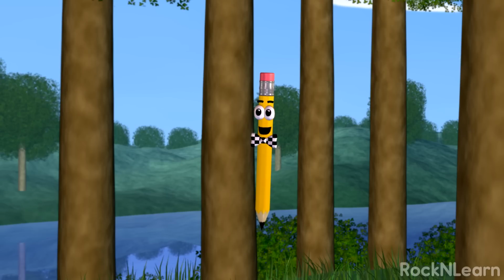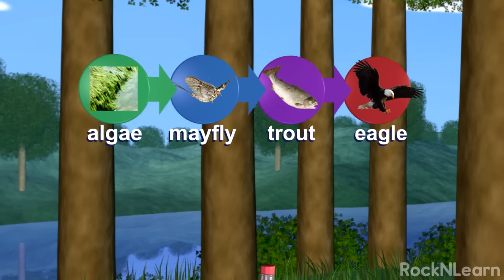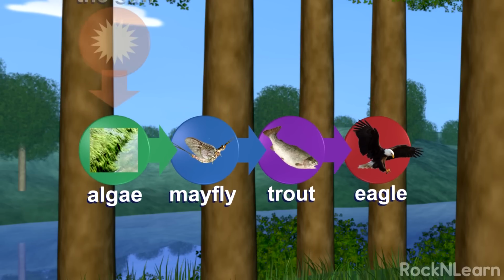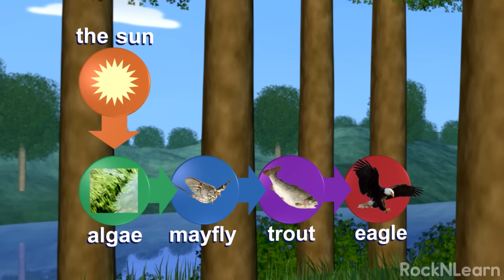Every organism in an ecosystem has an important part to play in the community. A food chain shows the feeding relationship from one organism to the next, and to the next, and to the next in an ecosystem. The arrows in the food chain show how the energy from one organism is transferred to the next. The sun is the original source of energy for most food chains on Earth.